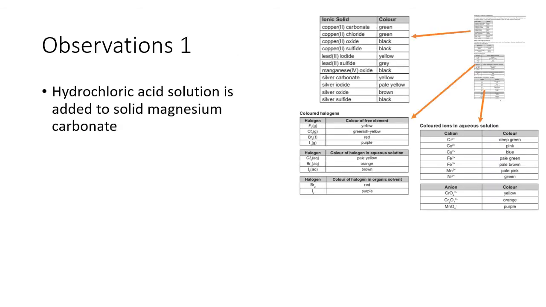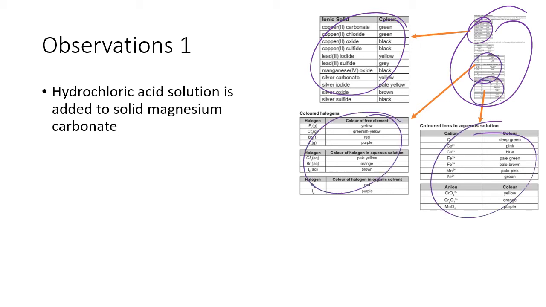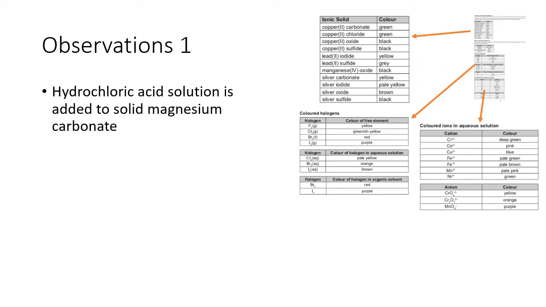All right. Now let's have a look at observations. So this thing over here is in your data sheet. All right. This is that thing. This is that thing, and that is that thing. All right, that makes sense. That's why I put arrows there. So we're going to have a look at how to use that and how to work out what color things are. Okay, so in general, you have to look up what color aqueous stuff is, what color solid stuff is, and what color your halogen waters are.